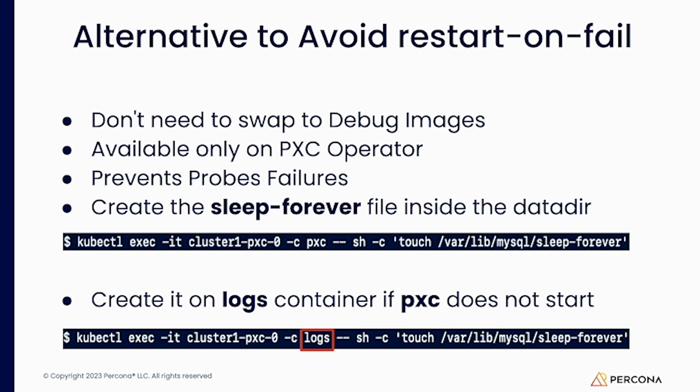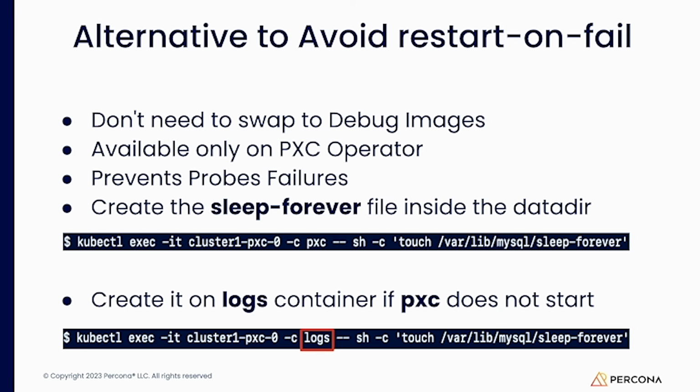There is an alternative to avoid the restart on fail. It is only available for the PXC pod. You can do this with a regular image, so you don't have to swap to the debug image with this approach. It prevents probe failures, so the readiness check and the liveness check won't fail. It's as easy as creating the sleep-forever file inside the data directory, right? You can see the command there, kubectl exec -it, and you touch the sleep-forever file.